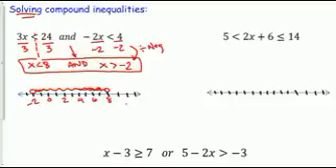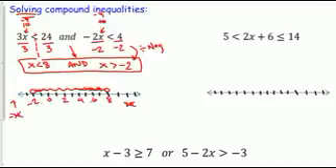If I check any value that's not shaded, it's going to make at least one of these two inequality statements false. So notice here I get 30 is less than 24. That's false. So I know that that's not part of my solution. Checking a value over here like -4, -4 makes this side work because I'll get -12 is less than 24. But when I check -4 here, I'll get 8 is less than 4, and that's not true. So it doesn't work either.